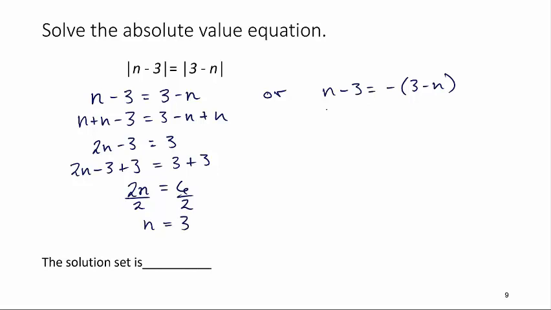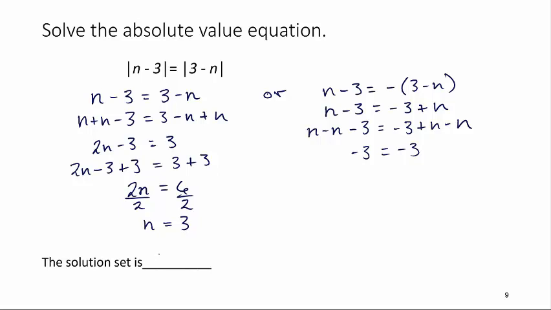Okay, so let's see what the second equation produces. The first thing I need to do is distribute the negative through. So we'll have n minus 3 equal to negative 3 plus n. So now I'm going to subtract n from both sides. So I have n minus 3 equal to negative 3 plus n minus n. So I have negative 3 on the left-hand side and also negative 3 on the right-hand side, right? N cancels out entirely. Is that a true statement? Yes, it is. That means it's true for any n we pick, okay?